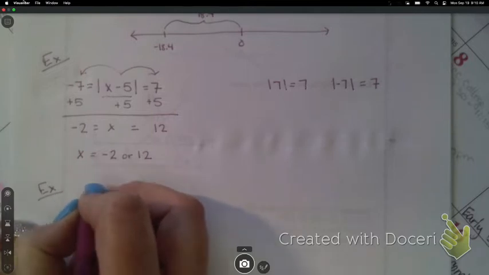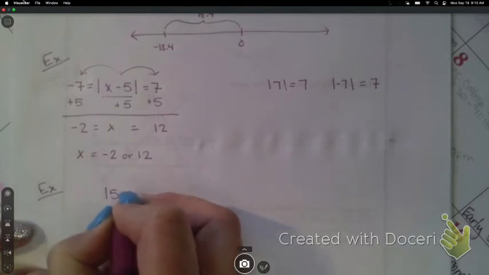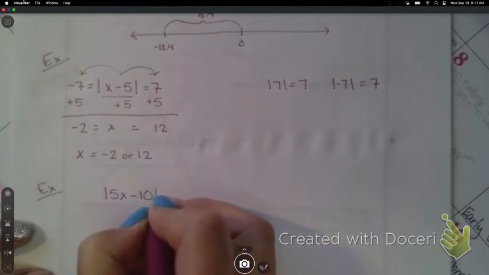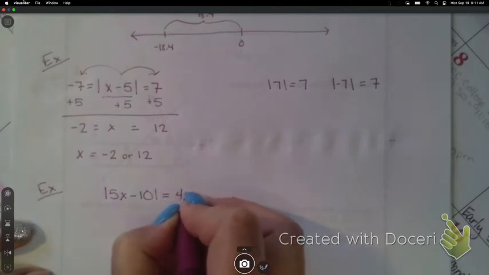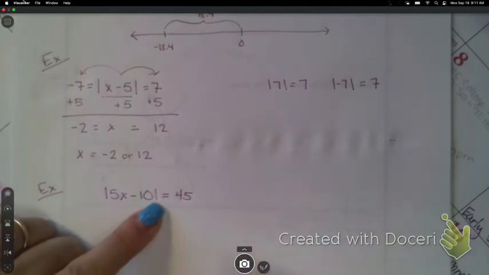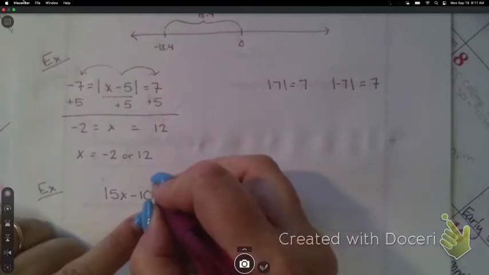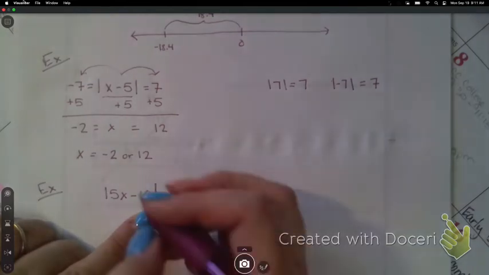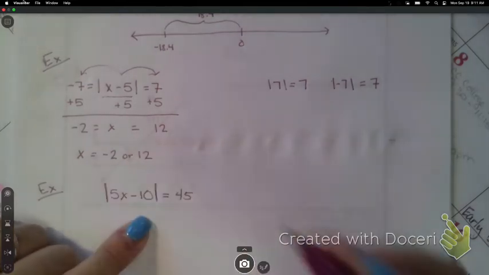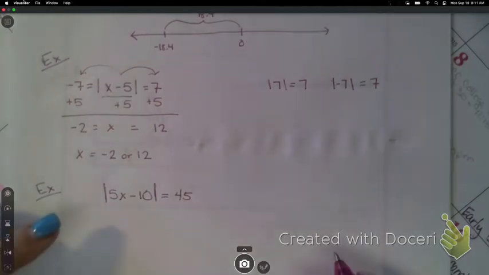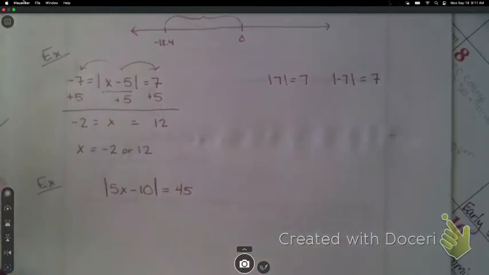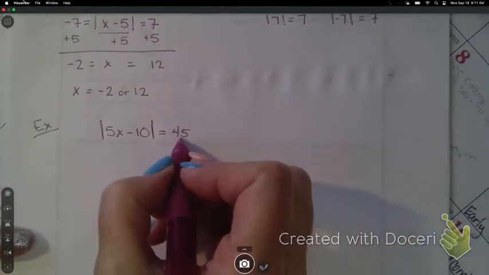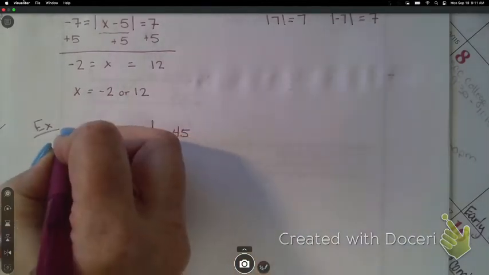Okay, so the absolute value of 5x minus 10 equals 45. Now, you notice that my absolute value over here isn't very large. Sometimes I make it ridiculously large, so I don't see that as 101. So is the absolute value all alone? Yes. So inside there could equal 45 or what? Negative 45.